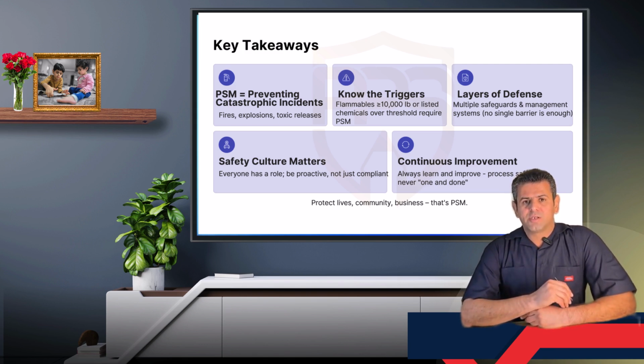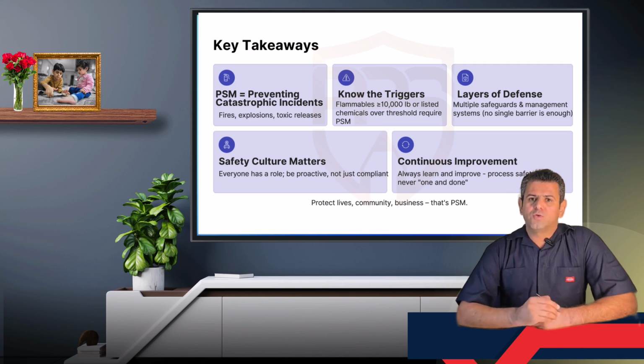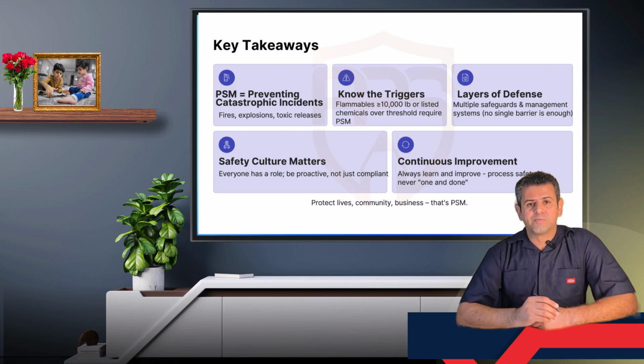PSM combines engineering and management practices into 14 core elements that work together to keep processes under control. We also discussed how beyond the OSHA rules, industry best practices like the CCPS risk-based model add extra focus on things like safety culture and ongoing improvement. The essence of PSM is layers of protection. Multiple safeguards preventing any single point of failure, and a proactive culture that makes safety how we do things day in and day out.